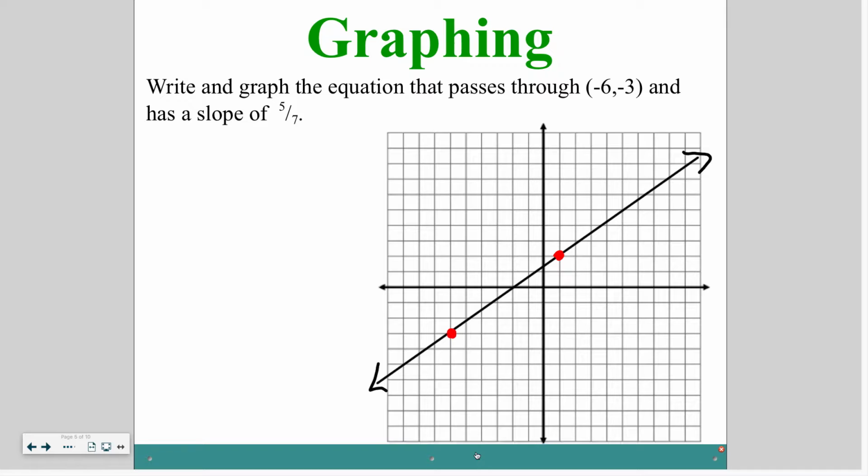So what we've got here is our final graph. Our final equation is going to be, excuse me, y plus 3 is equal to 5/7, our slope, times x plus 6. Again, both of those turn into positives because we are minusing negative 6 and minusing negative 3.